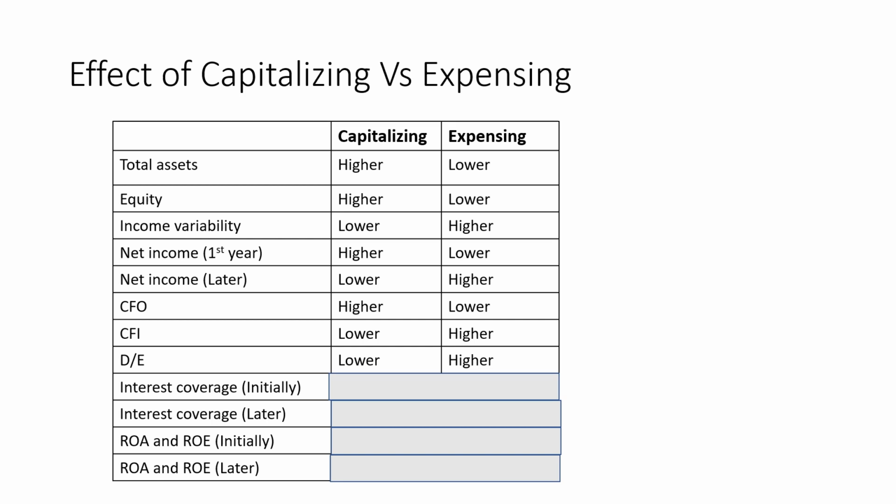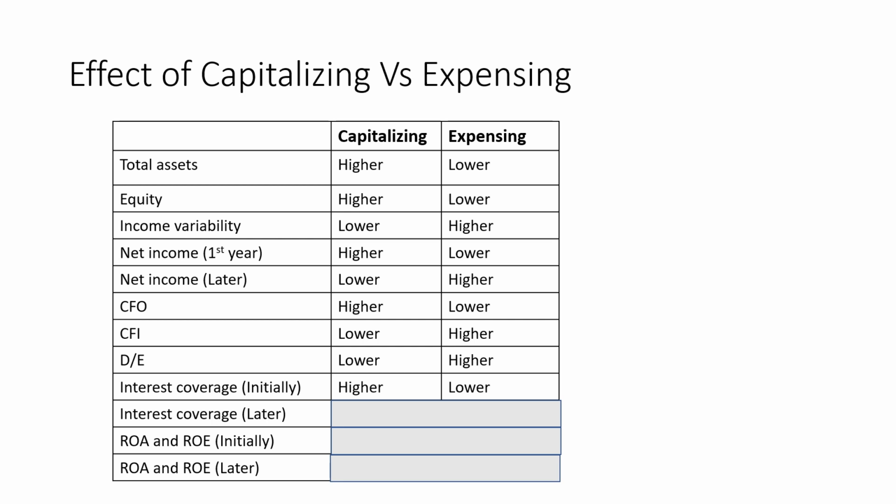Interest coverage is the earnings before interest and tax value divided by the interest cost. So, if we are going to capitalize a particular expense, then we know that earnings before interest and tax will be higher. As a result, the interest coverage ratio will be higher. But if we record it as an expense, the EBIT will be lower. As a result, the interest coverage ratio may be lower in the initial periods.